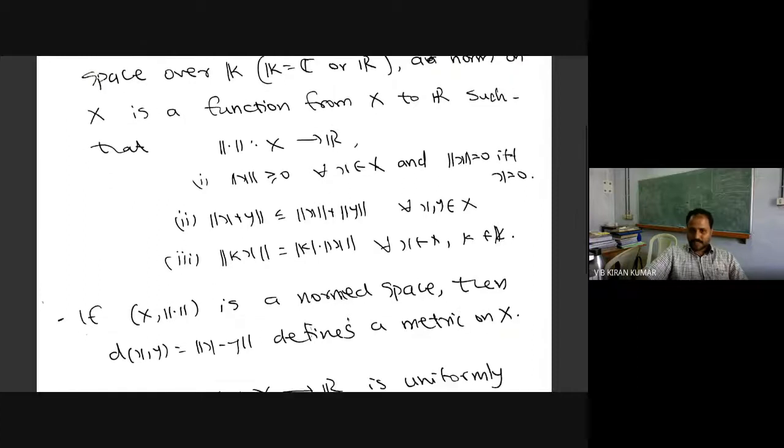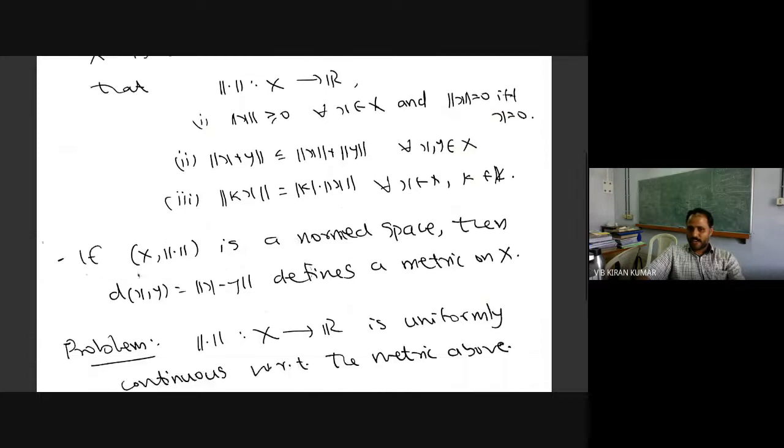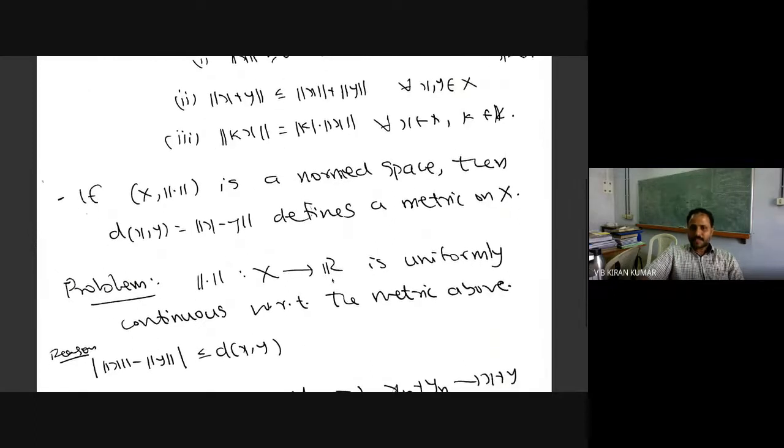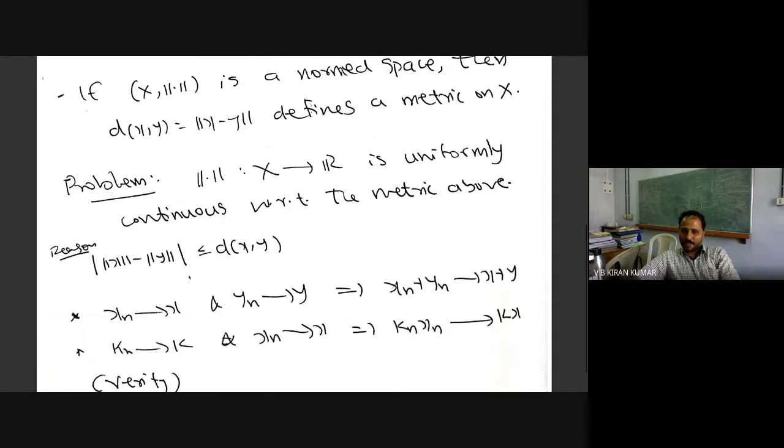If you have a normed space, as in the case of absolute value, we can define a metric in this way: d of x, y equals norm of x minus y. This will give you a metric. Now, here's a problem, let me just leave it to you. When you have a norm, that gives you a metric, so every normed space becomes a metric space. So you can talk about continuity, uniform continuity, and so on. If you treat this norm as a function from X to R, then it's a continuous function with respect to the metric defined in this way. That is something you can prove.